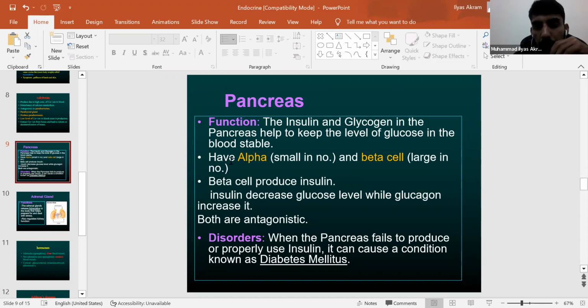The pancreas has two types of cells. One is the alpha cell, which is small in number, while the other is the beta cell, which is large in number. The alpha cell produces glucagon, while the beta cell produces insulin. Insulin decreases glucose level, while glucagon increases it. So both work against each other, and they are antagonistic to each other.